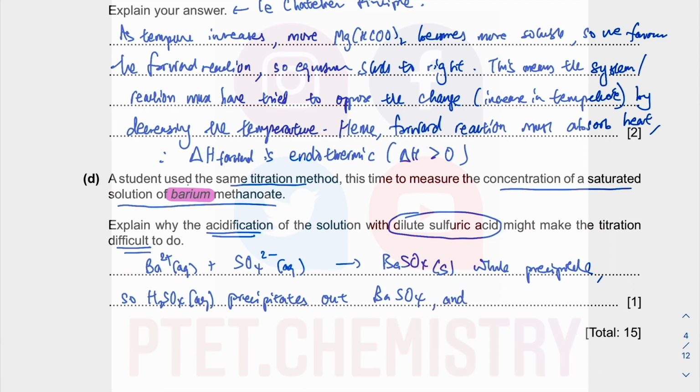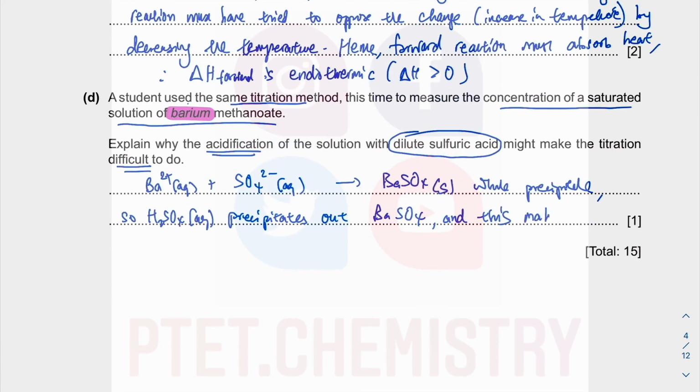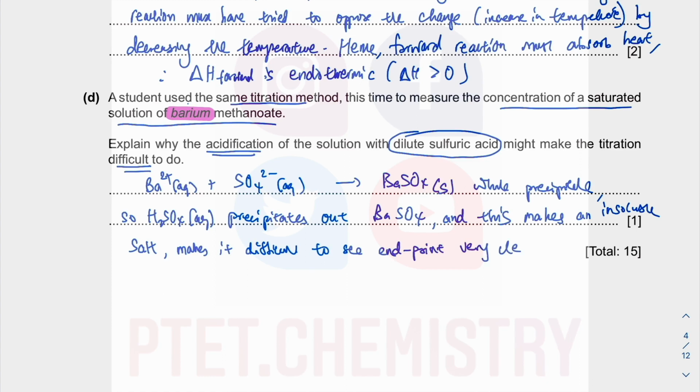And when you form precipitate, it is white in color. So this makes an insoluble salt in the titration. Insoluble salt before you even start the titration, okay? This makes an insoluble salt, makes it difficult to see the endpoint very clearly, because they are not saying that it is impossible, they're saying it is difficult.